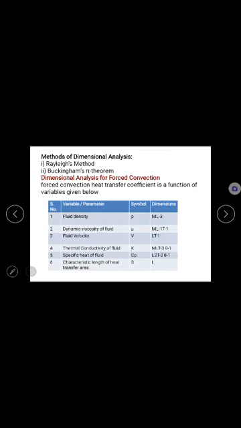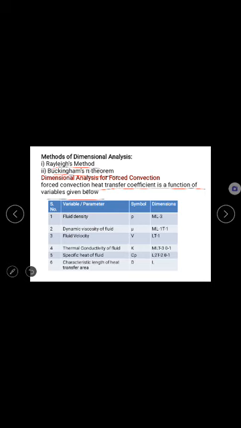Next, we see the methods of dimensional analysis, in which there are two. First is Rayleigh's method and the second one is the Buckingham Pi theorem. Now, the forced convection heat transfer coefficient is a function of the variables which are given below.